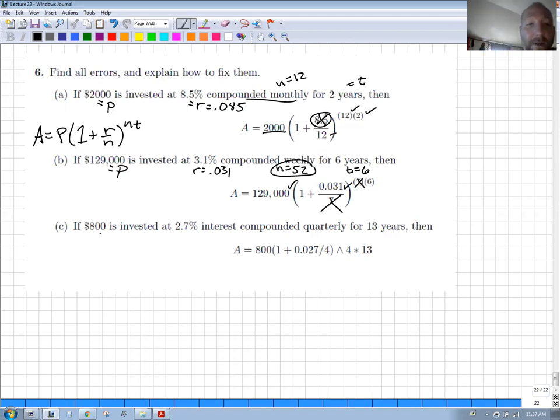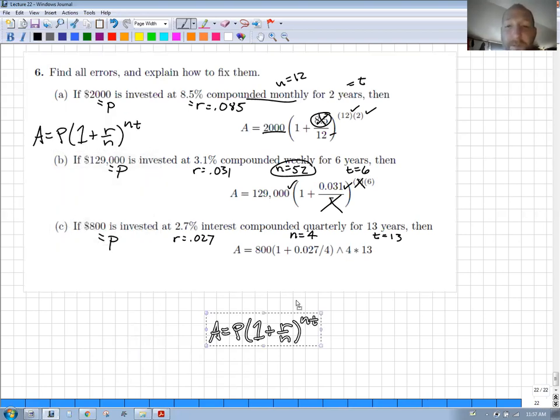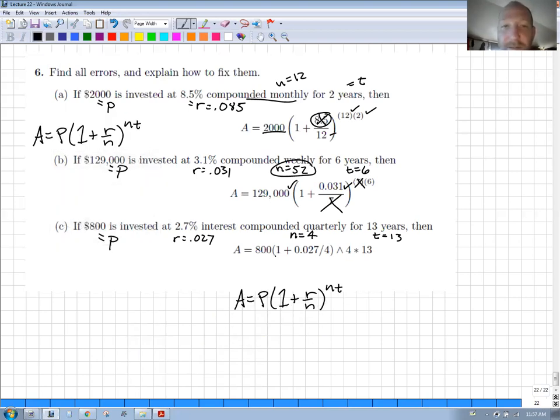All right, $800 is invested at 2.7%. Compounded quarterly, that means N equals 4 times a year. T equals 13 years. So looking at our formula here, there's our principal. That's right. 1 plus, here's our rate over 4. That's right, this is right.